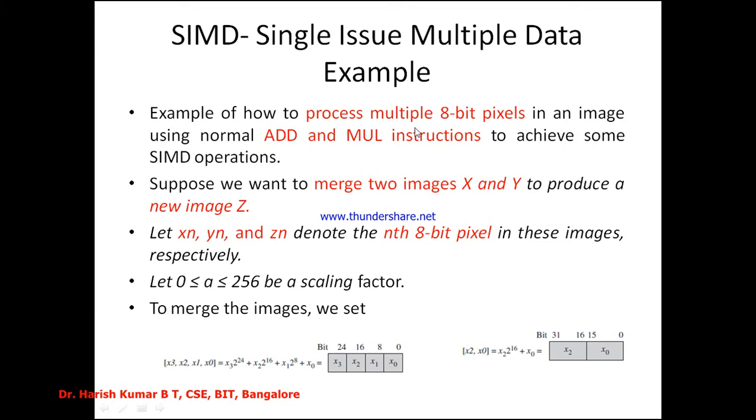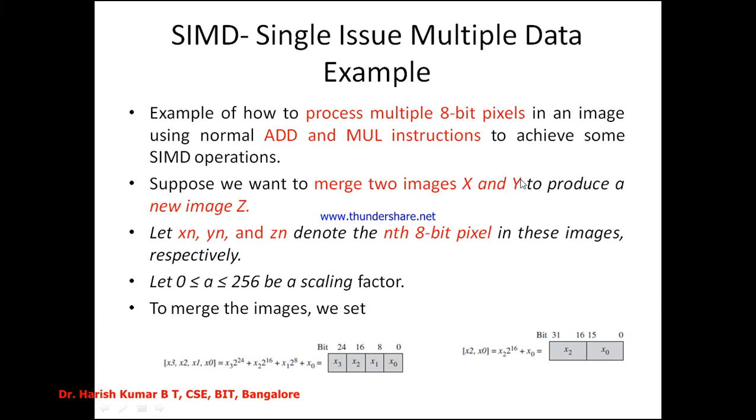One single instruction dealing with multiple data items at a time. For this, we are considering the example of multiplying 8-bit pixels. Process 8-bit pixels in an image using add and multiply instructions to achieve some SIMD operation. My intention is to merge two images. Say I have two pictures, X and Y. I need to merge them and produce a new image, Z.